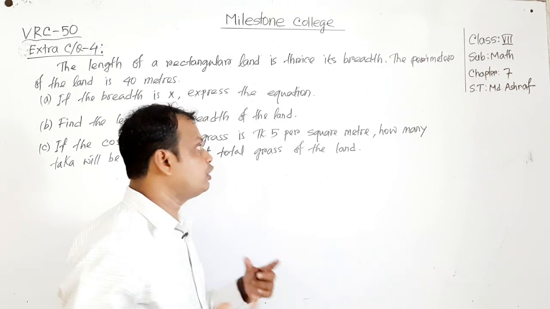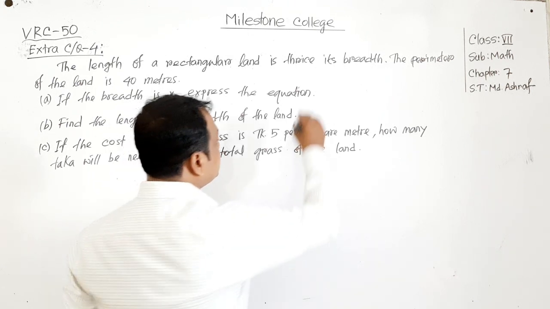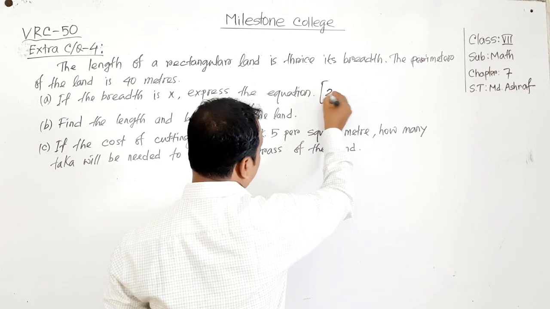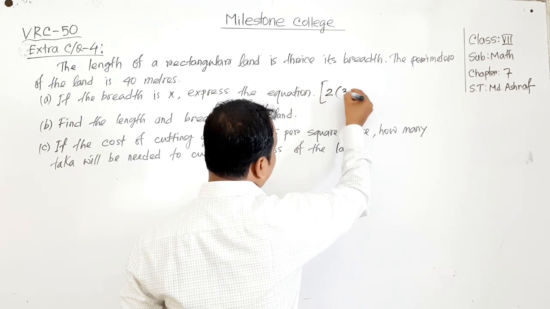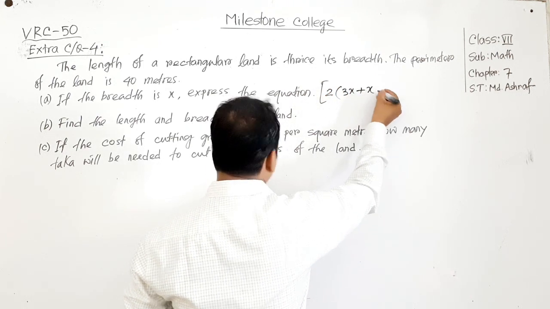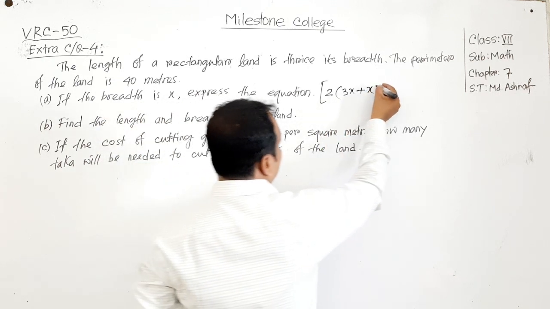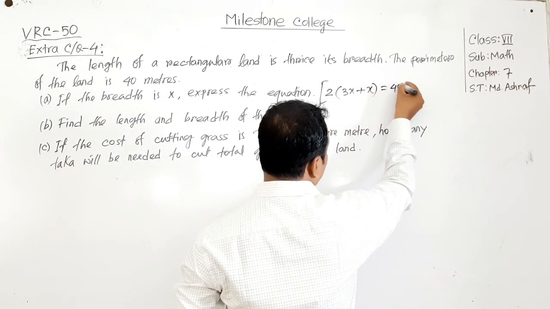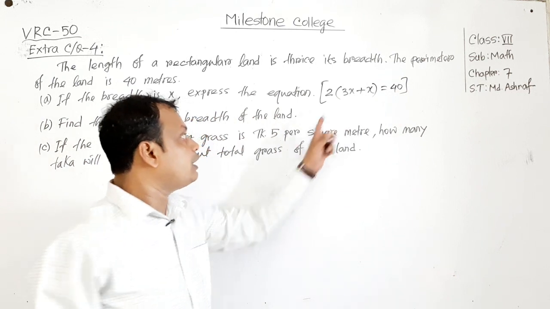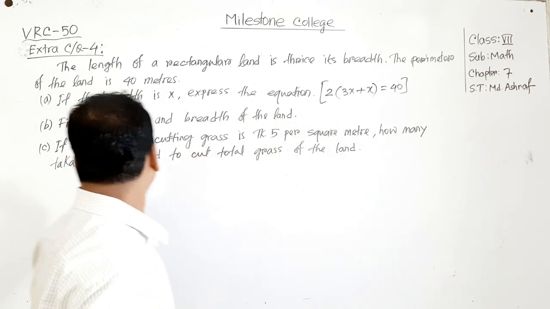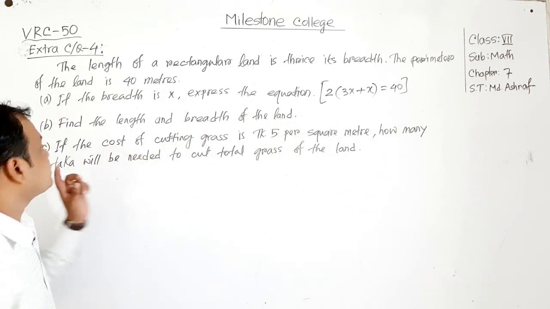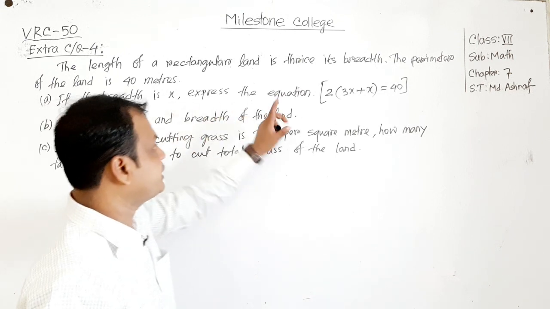I will not solve it. The answer will be 2 into length plus breadth, and length will be 3x and breadth is x, as breadth is given x. 2 into length plus breadth equals 40. So this one will be the answer for A. You have to solve it in your copy. Then find the length and breadth of the land. We have to find the length and breadth of the land.